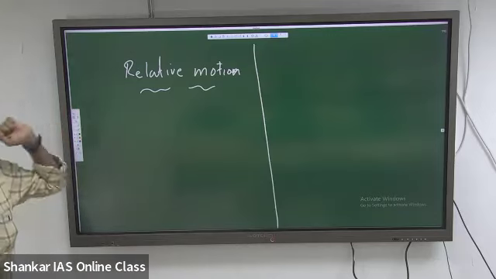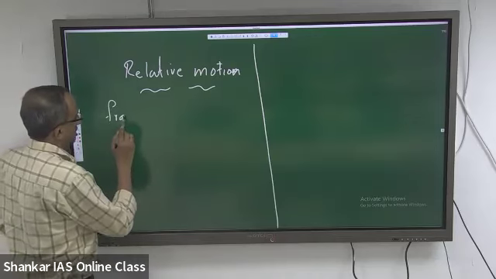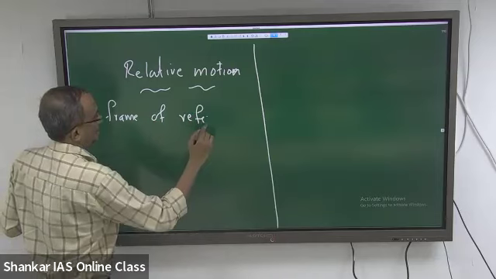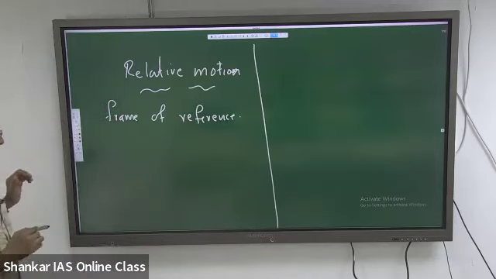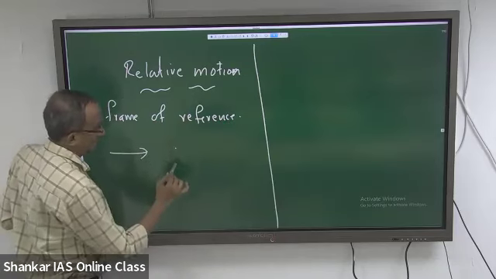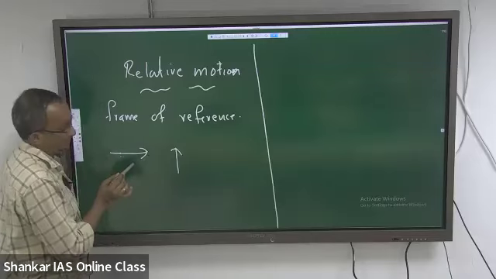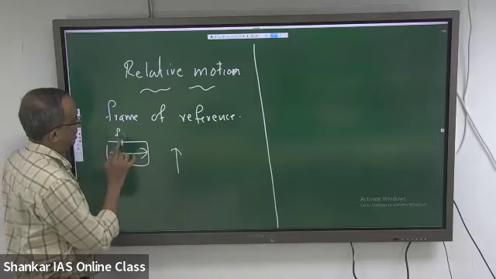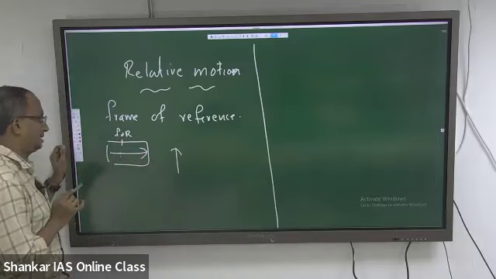In relation to relative motion, the main term we have to study is frame of reference. Suppose we are moving in a car and there is a tree nearby. Here we are observing from the car. That car is taken as the frame of reference. FOR means frame of reference.